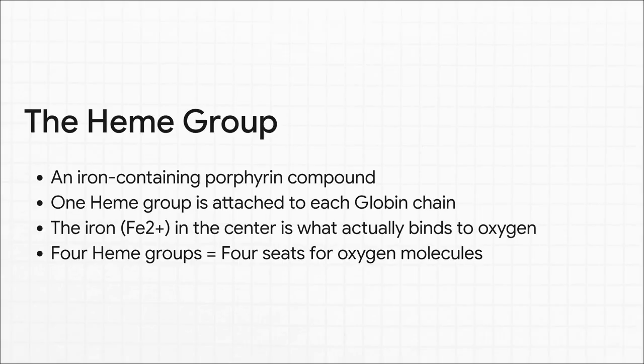Okay, now this is where it gets really cool. If globin is the taxi frame, heme is literally the passenger seat. Each one of those 4 globin chains gets its own heme group, and right in the middle of each heme is an iron atom. And that iron, that's what actually grabs onto an oxygen molecule. So one hemoglobin taxi has 4 seats ready to pick up 4 oxygen passengers.